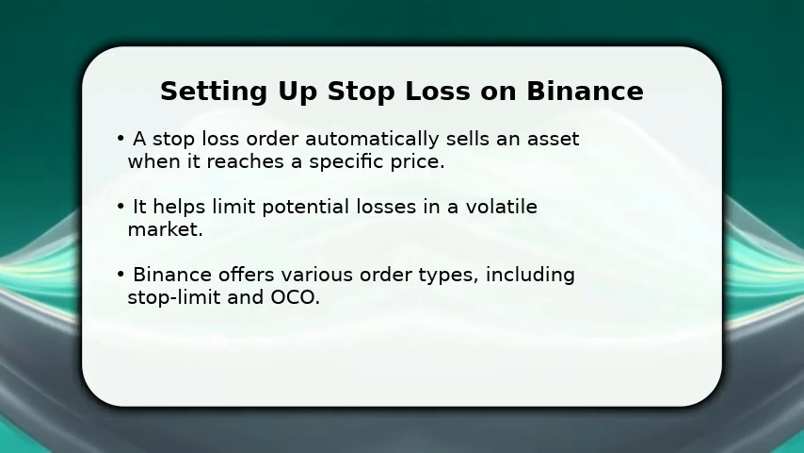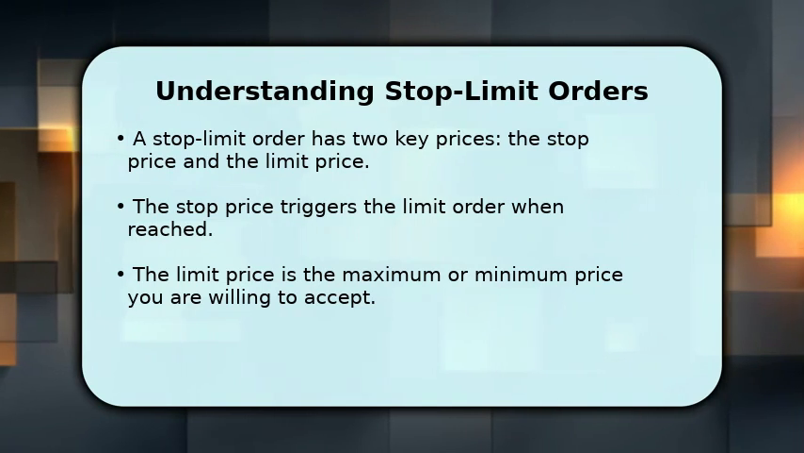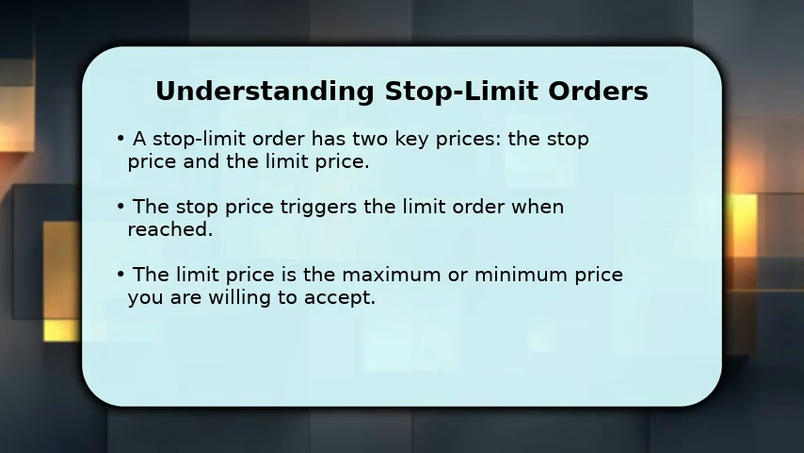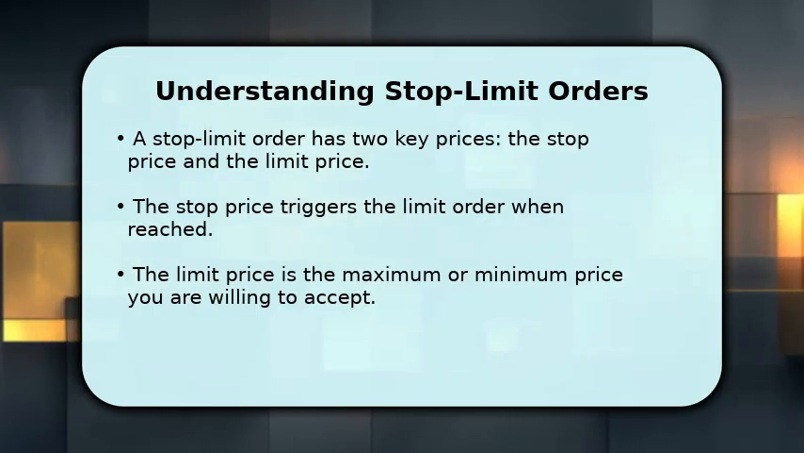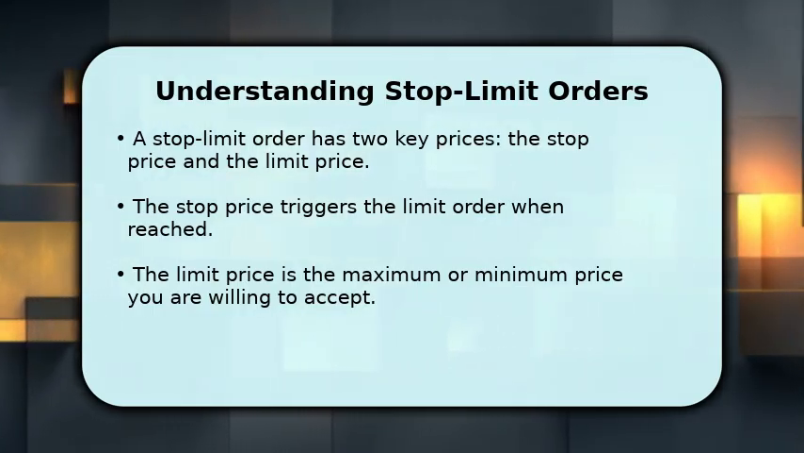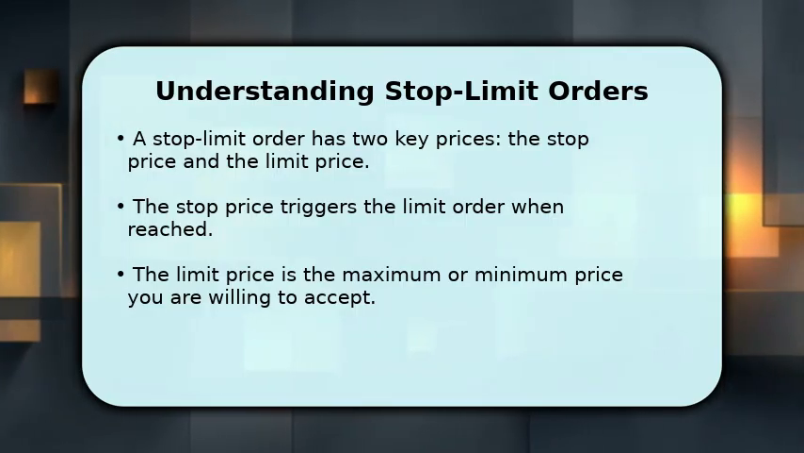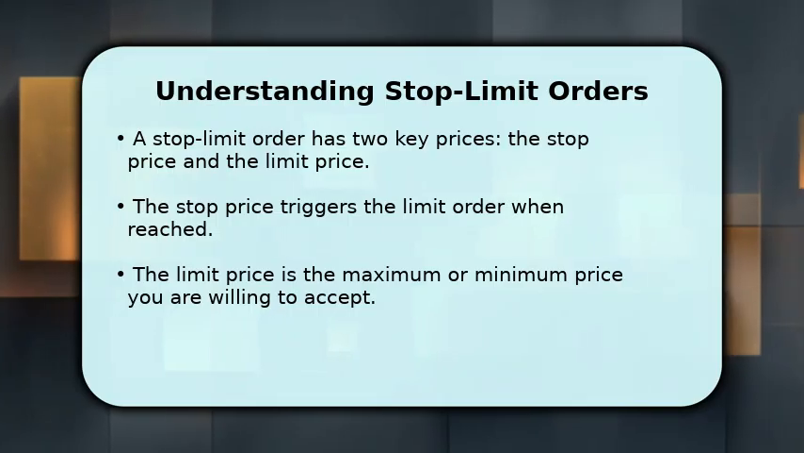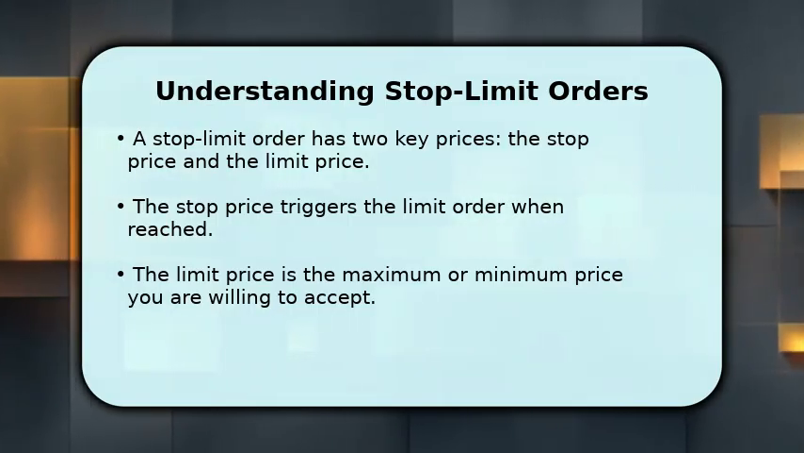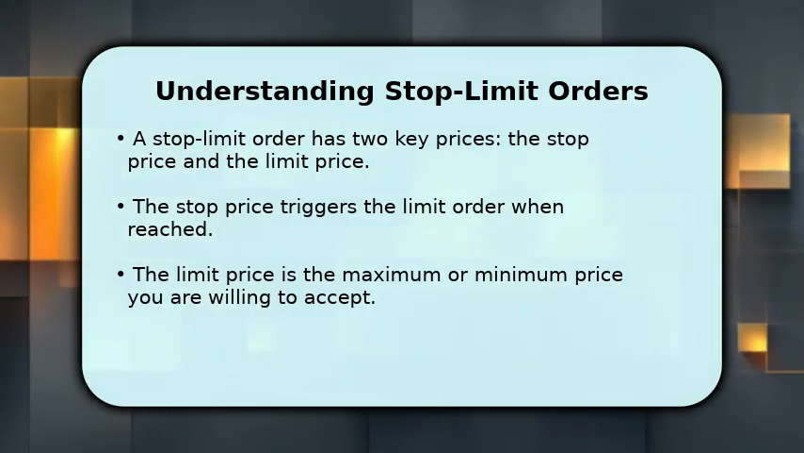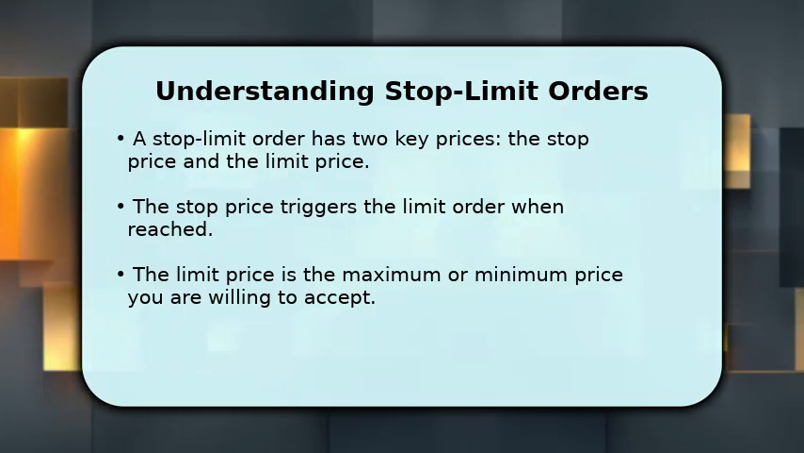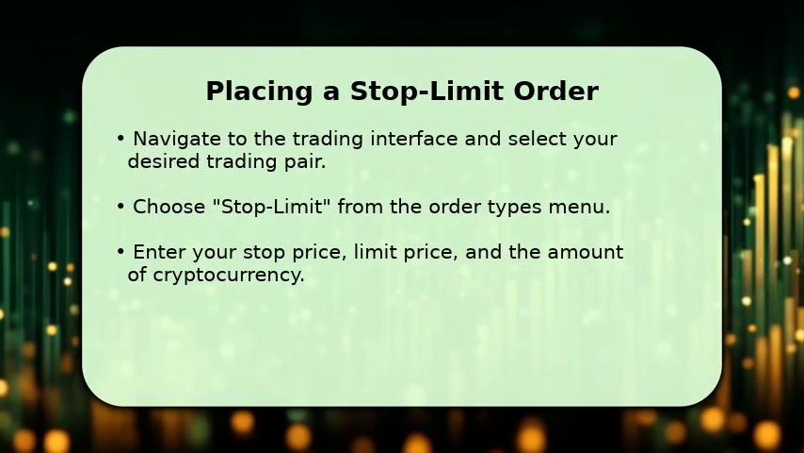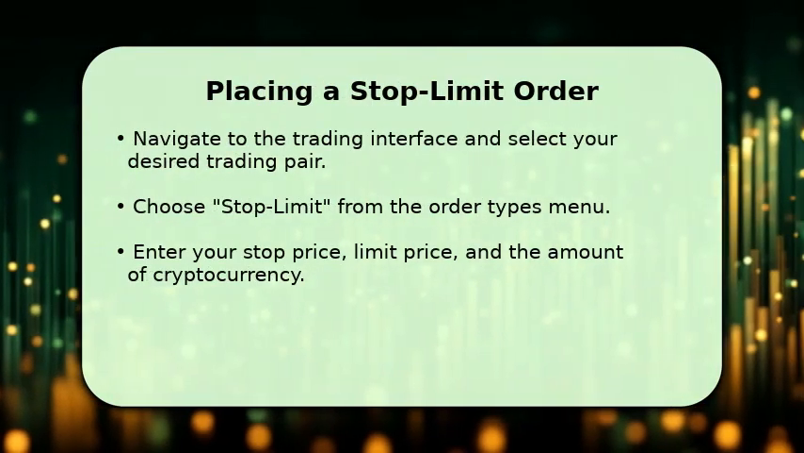fast-moving market. Let's dive into the stop limit order, which is a common type. This order involves two distinct prices, the stop price and the limit price. The stop price acts as a trigger. Once the market reaches this point, your limit order becomes active. The limit price is the specific price at which you want your order to be executed or better. For example, if your stop is $100, your limit might be $99.50.